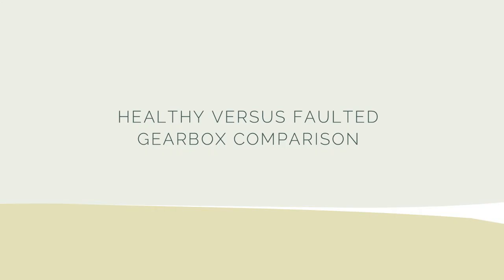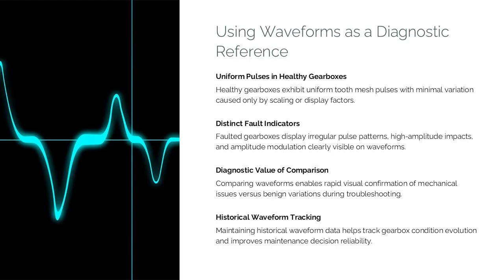Using waveforms as a diagnostic reference, healthy versus faulted gearbox comparison. Comparing time waveforms from healthy and faulted gearboxes provides powerful diagnostic insight. In a healthy condition, tooth mesh pulses are uniform, and any apparent variation is typically due to scaling or display resolution rather than actual mechanical differences. In contrast, a faulted gearbox shows clear deviations, such as isolated high-amplitude impacts, amplitude modulation, or irregular pulse patterns. These differences are immediately visible in the waveform, even to experienced engineers conducting rapid assessments.